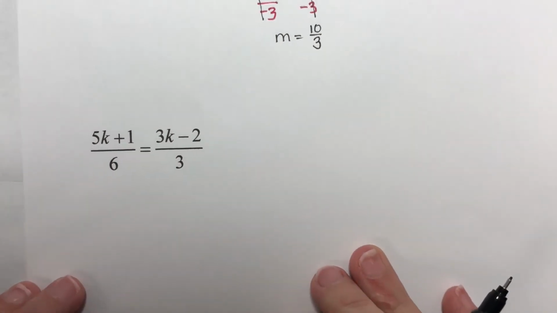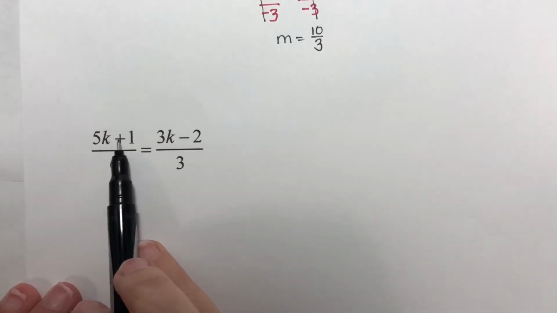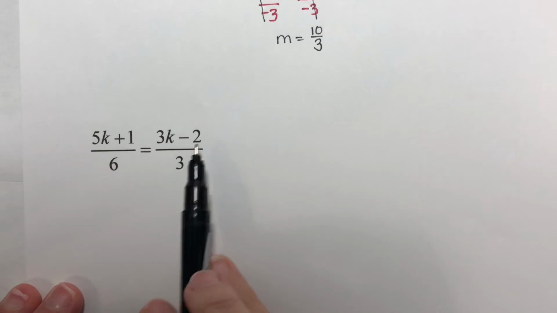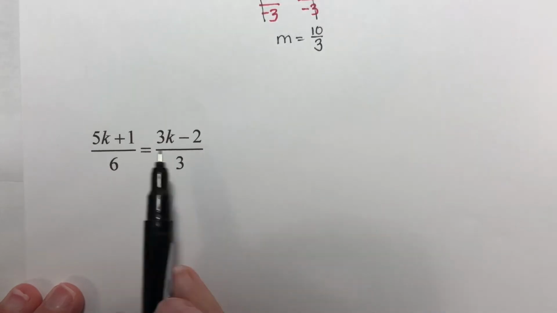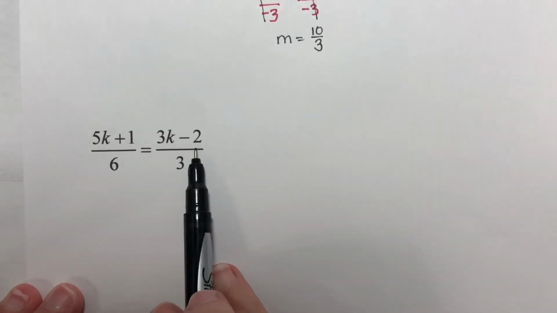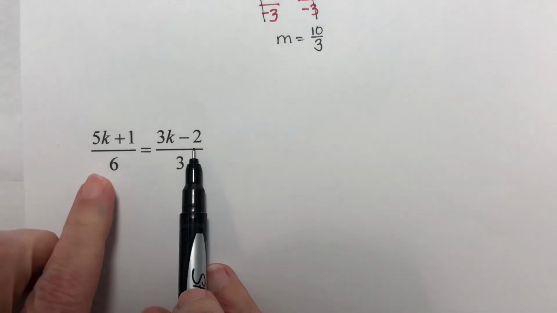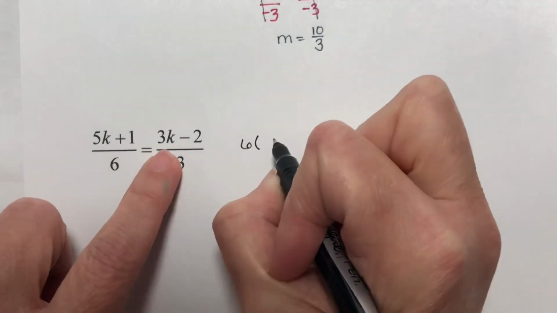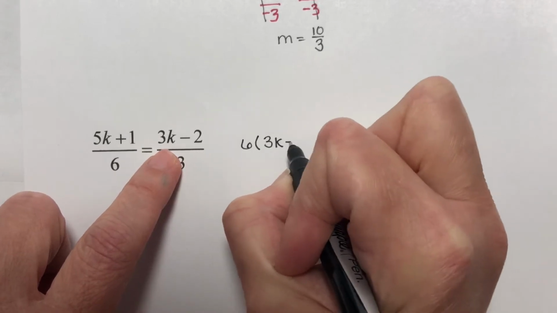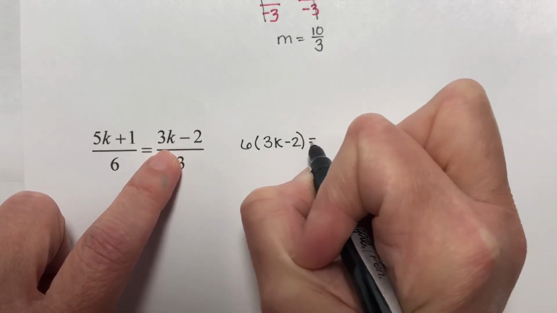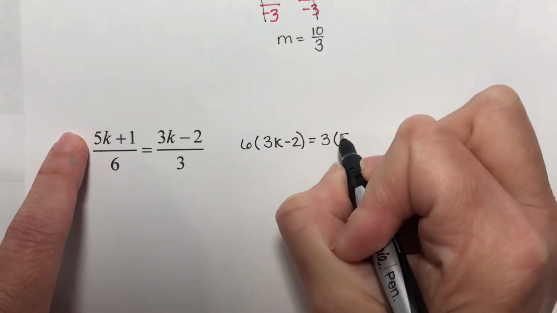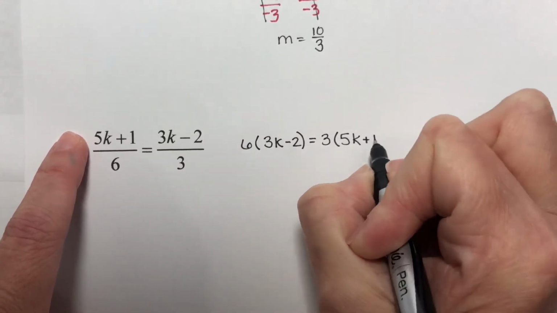This one's similar. Let's try 5k plus 1 over 6 equal to 3k minus 2 over 3. Now this time we're going to have to use parentheses on both of them. Let's just do 6 times this. So 6 times 3k minus 2. And that has to equal 3 times this. 3 times 5k plus 1.